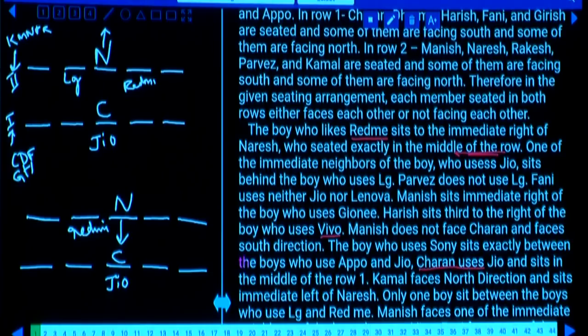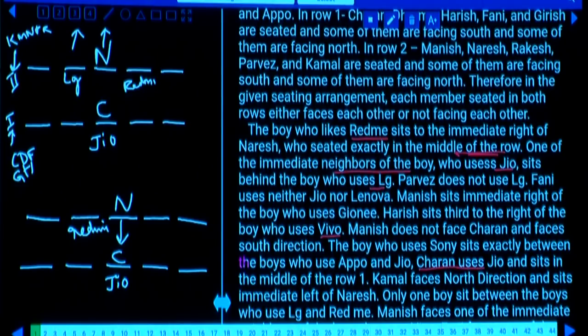One of the immediate neighbors of the boy who uses Jio sits behind the boy who uses LG. Now this person is standing behind LG. Behind LG means the person who is using LG must be facing towards north, because this person is behind this person, and this person is an immediate neighbor of this person. Are you following this one or not?